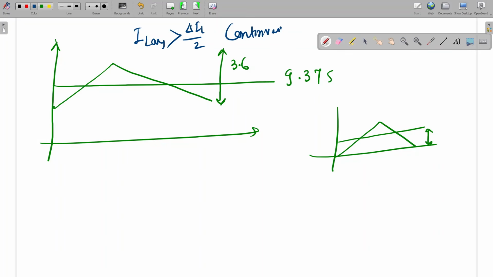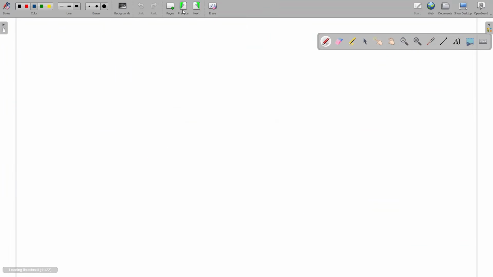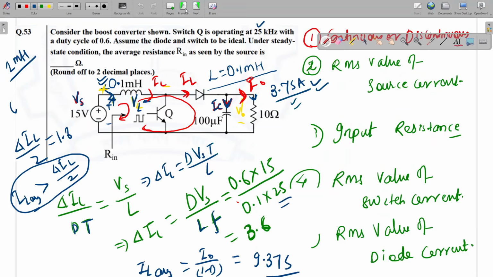I'm going to give a little hint on how you can calculate this. You can draw the waveform. First, the RMS value of the source current. What will be the value of the input resistance? Input resistance is equal to V by I RMS. This question was asked in GATE. The V is already 15, and the I RMS you have to calculate.